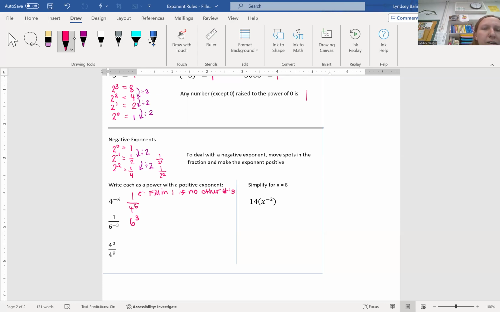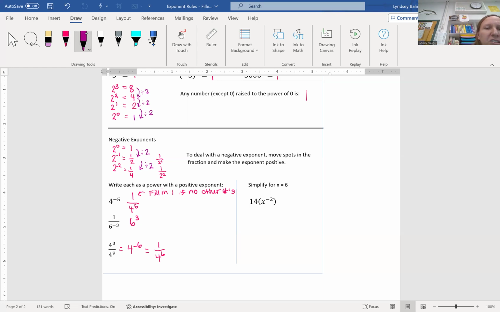This one is combining what we learned in the last video. We have 4 to the 3rd over 4 to the 9th, so 4 to the 3rd divided by 4 to the 9th. We learned when we have the same base, we can subtract our exponents. So 3 minus 9 is -6. That really equals 4 to the -6 power. But the directions say write it as a power with a positive exponent. So we are going to send it to the denominator, and it is just 1 over 4 to the 6.